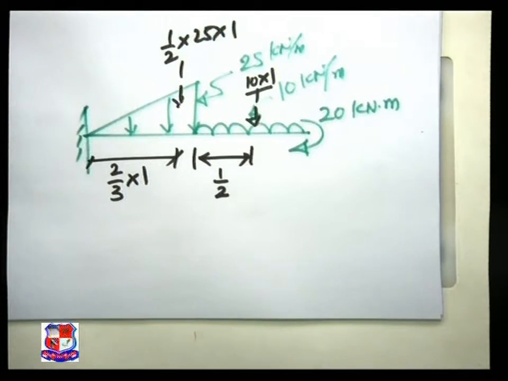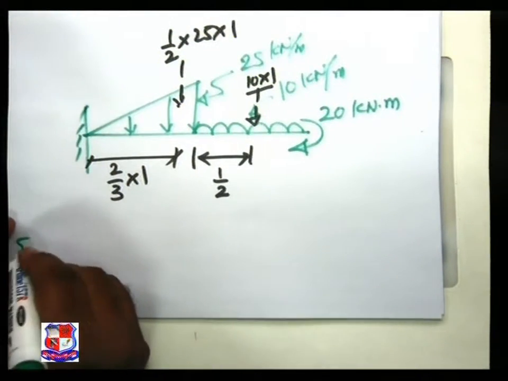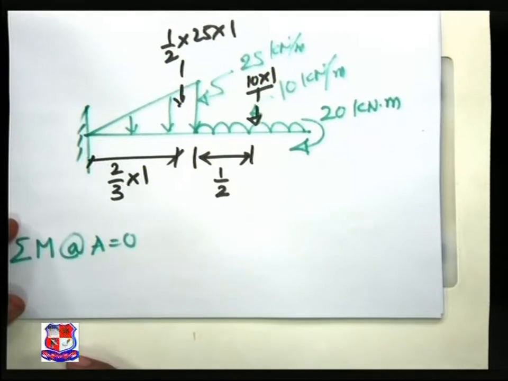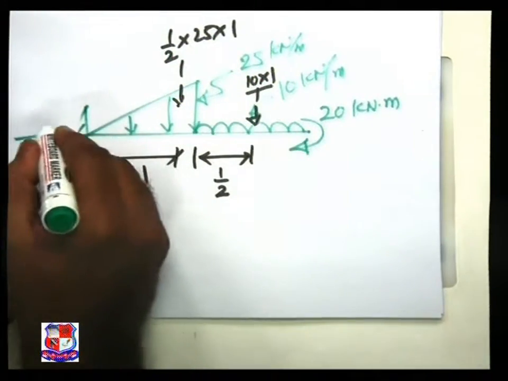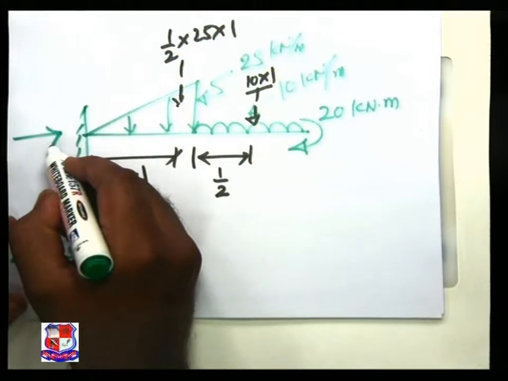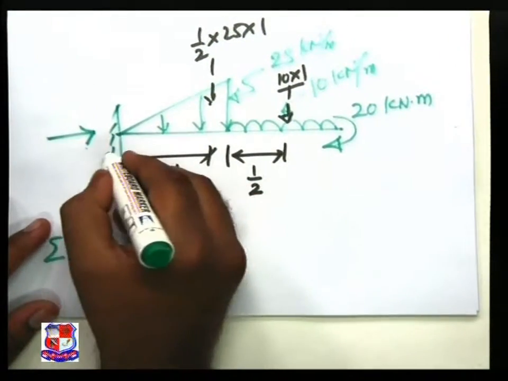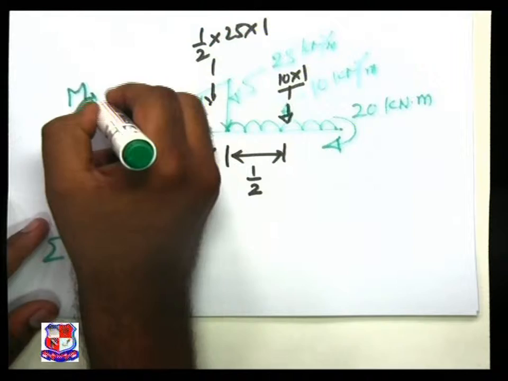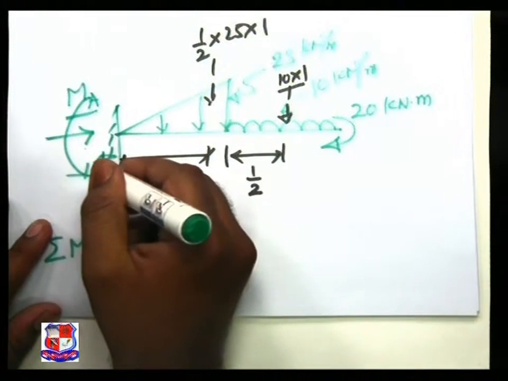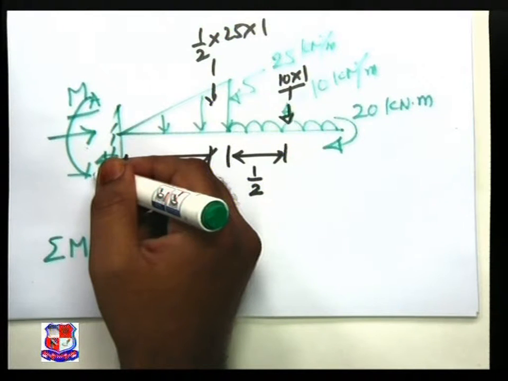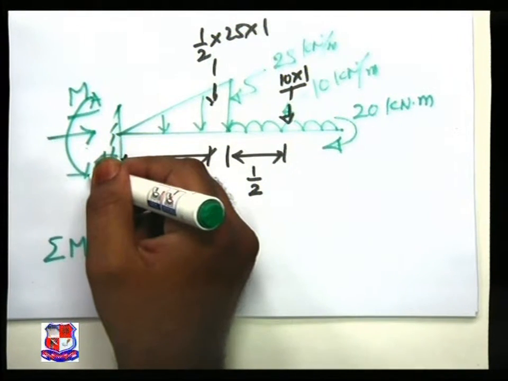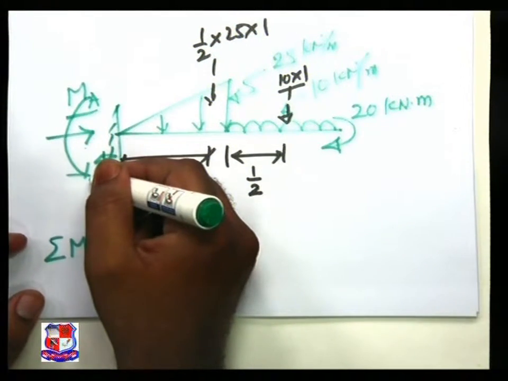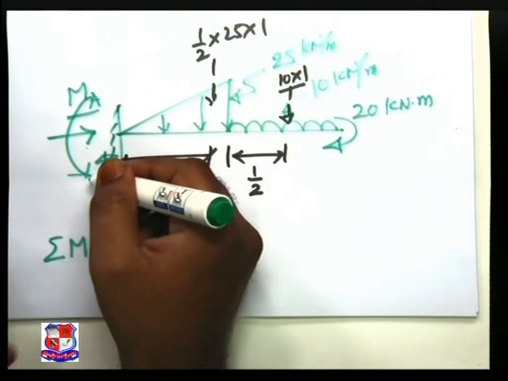So if we take sigma moment at point A equal to 0, here the reaction I assumed in this direction as RAH, this is the direction of RAV, and I assumed that the moment at A is anti-clockwise. This is an assumption. You can use clockwise also. Any sign convention can be used before finding the final answer. This is the preliminary assumption, and if the answer comes out negative, we have to change the direction.